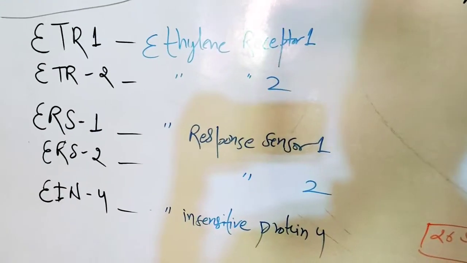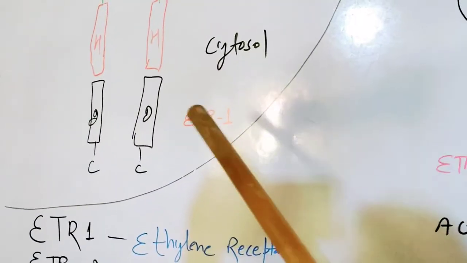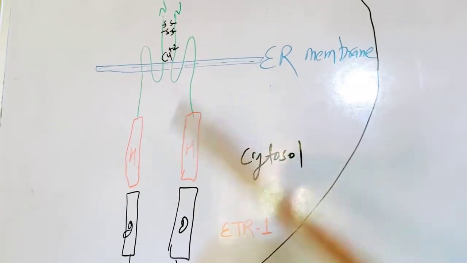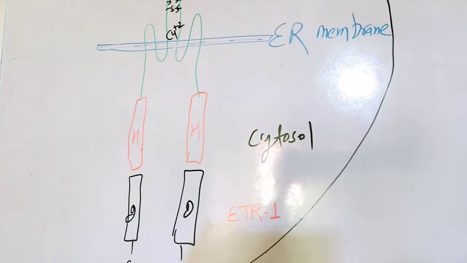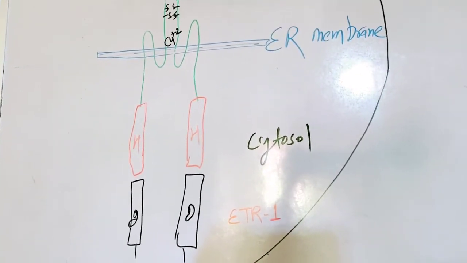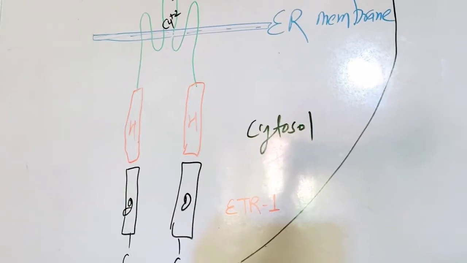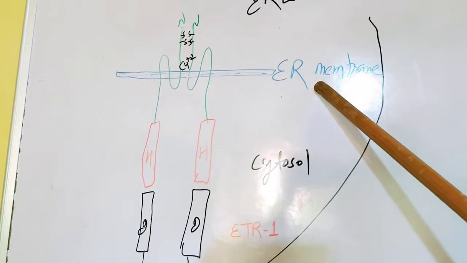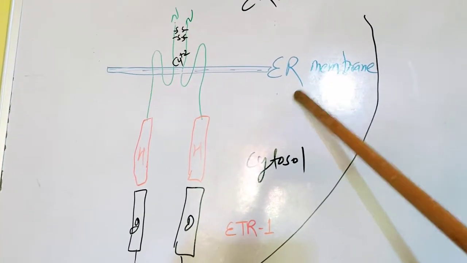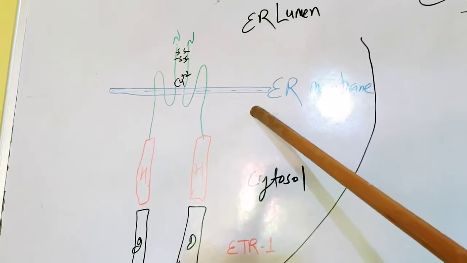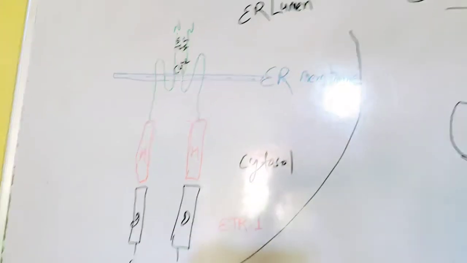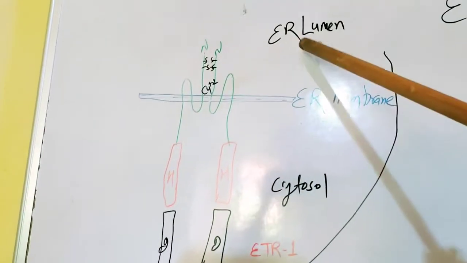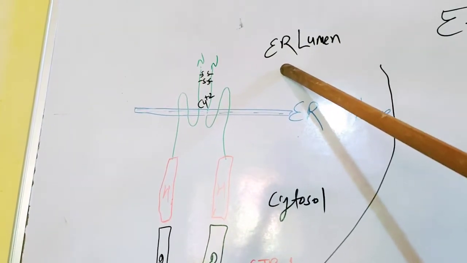So we are going to see only one receptor, that is ETR1, ethylene receptor 1. And if you see, this structure shows homology to the bacterial two-component structure. If you haven't seen that, there's no worry, we are going to see it here. As you can see, here is the ER membrane, the endoplasmic reticulum membrane, and it has two domains. One domain is present in the cytosol, that's why we call it the cytosolic domain, and the other one is the non-cytosolic domain that is present in the ER lumen.